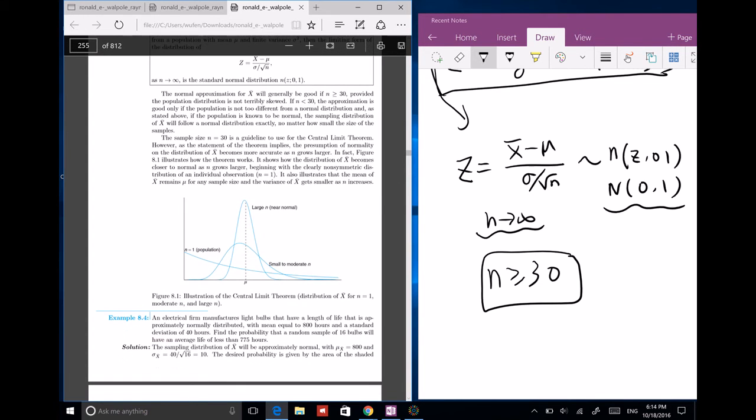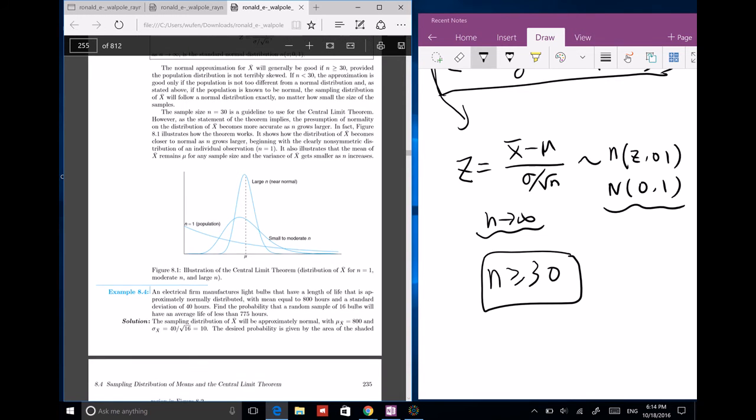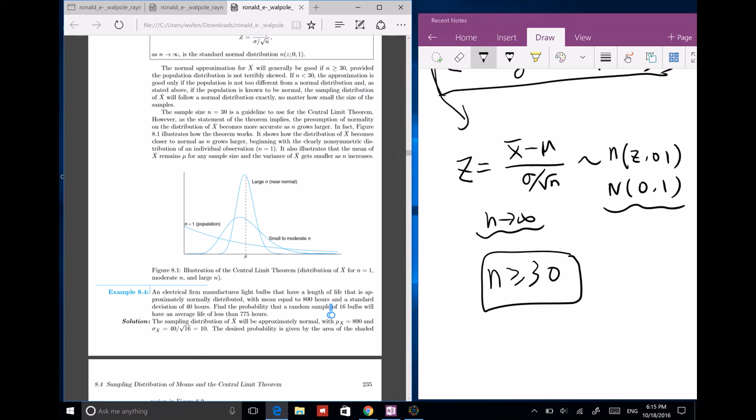If n is less than 30, the approximation is good only if the population is not too different from a normal distribution. If the population is already a very good normal distribution, then even if the sample size is small, the sampling distribution is also normal. But if the population distribution is not really skewed and still has a bit of a bell shape, then even with a large sample, you can still use the normal distribution to approximate it.